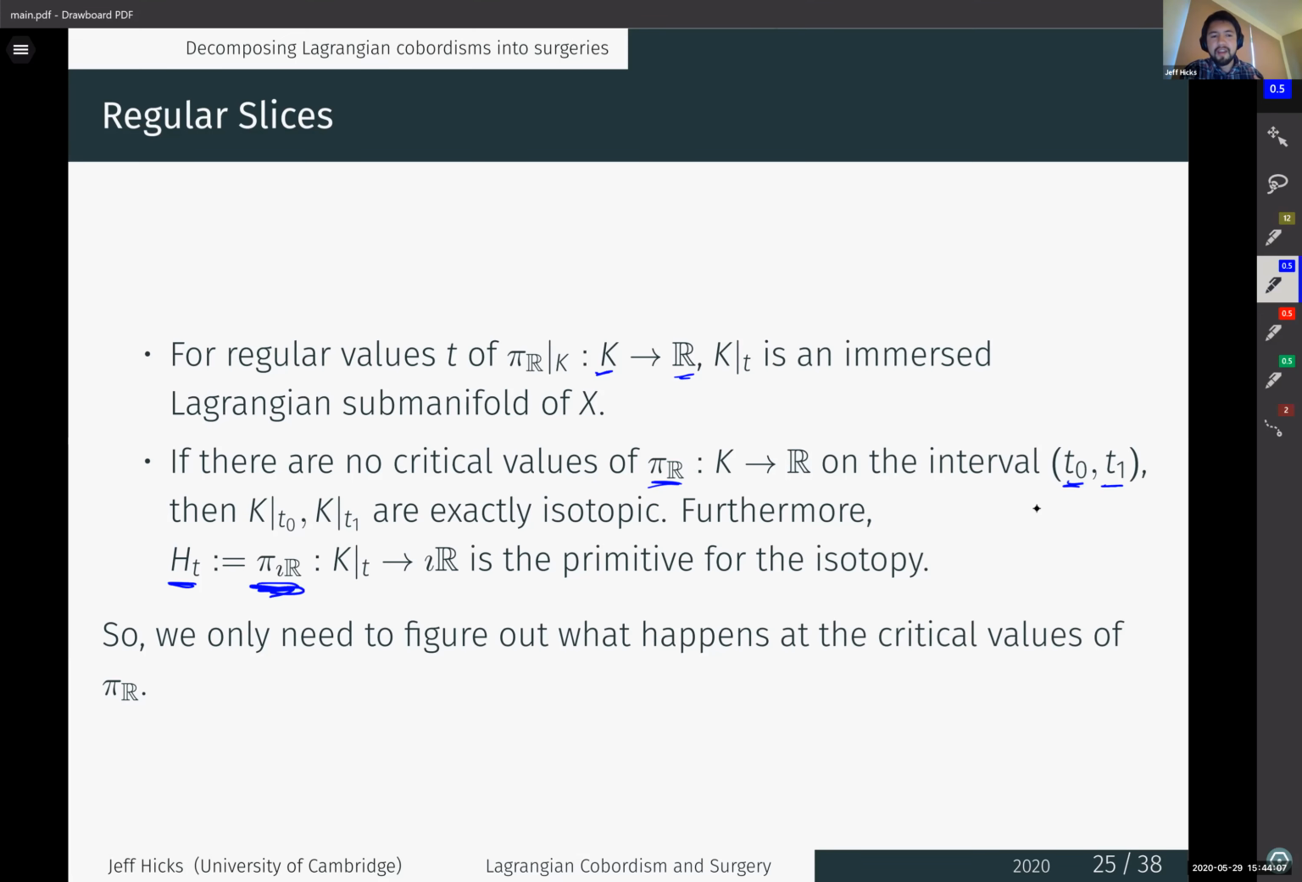So this is just saying that if you have a bunch of slices and you don't encounter any critical points as you take these slices, then you have an exact Lagrangian isotopy, and the cobordism that you see is exactly the suspension cobordism that we constructed earlier. So for understanding the structure of Lagrangian cobordism, you only really need to understand what happens at the critical values of pi_R.